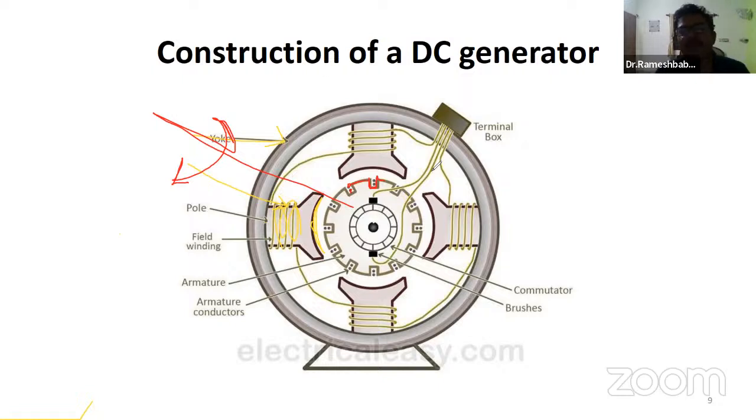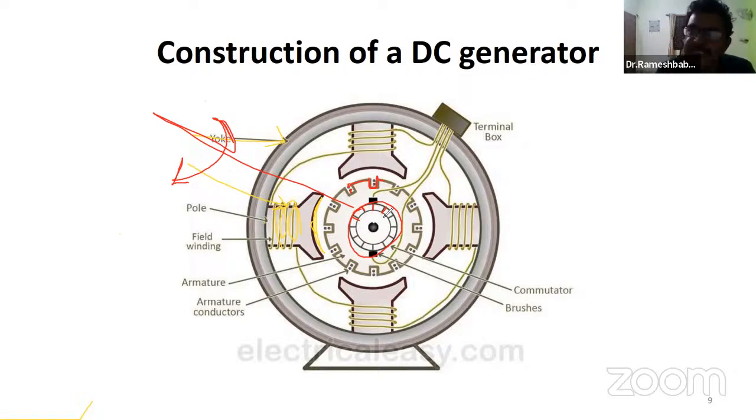Clear? Right? The next part is the commutator. As per our discussion, the commutator is also a rotating part of the machine. A commutator consists of a number of commutator segments. The number of commutator segments is equal to the number of armature coils. However many armature coils there are, that many commutator segments are available, right? So each commutator segment is connected to an armature coil.